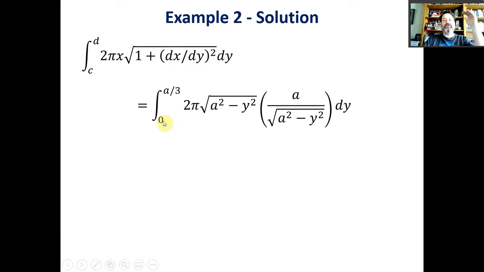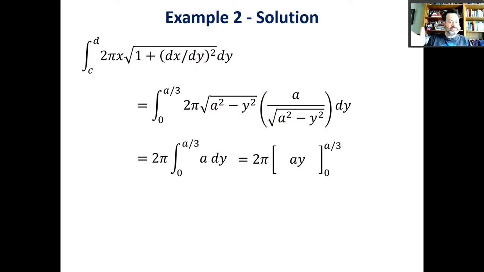So we're going from 0 to a over 3. The 2 pi stays 2 pi. Here is my x as a function of y. Here's what I just computed. Right, this whole thing reduced to this. But I'm not done. It does simplify nicely, but you got to stay with it. This radical and this radical cancel. I pull the 2 pi to the front, so I just get a dy from 0 to a over 3. So the integral of a dy is just ay from 0 to a over 3. And you're done.